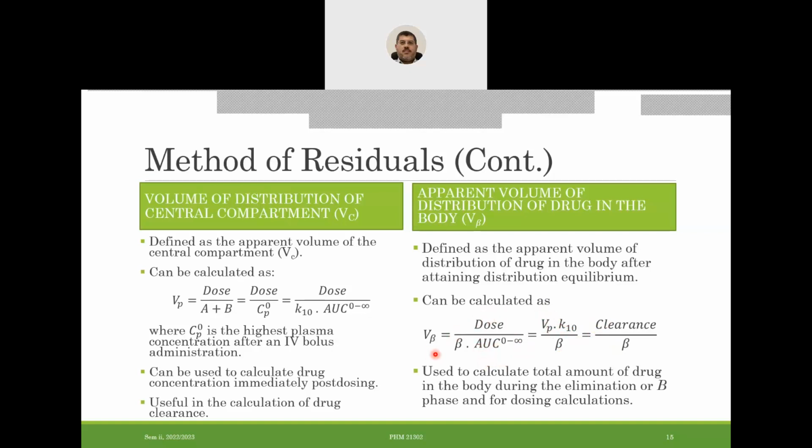So this is not the volume of the peripheral tissues. This is the volume of distribution in the whole body at the beta phase. So during this phase, the drug will be in both the tissue and the central compartment.